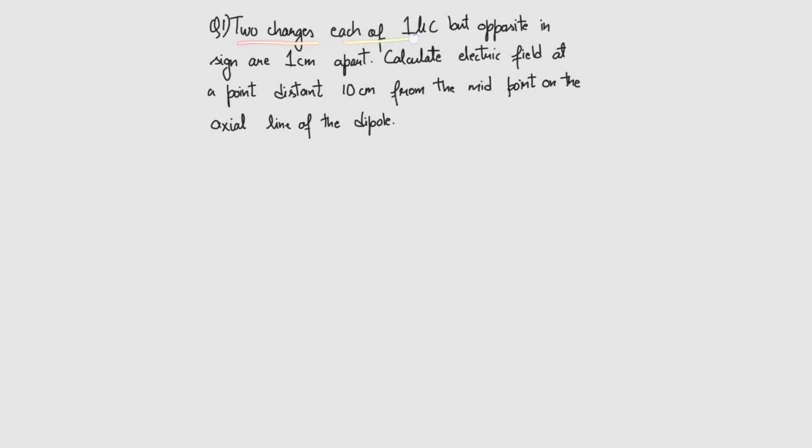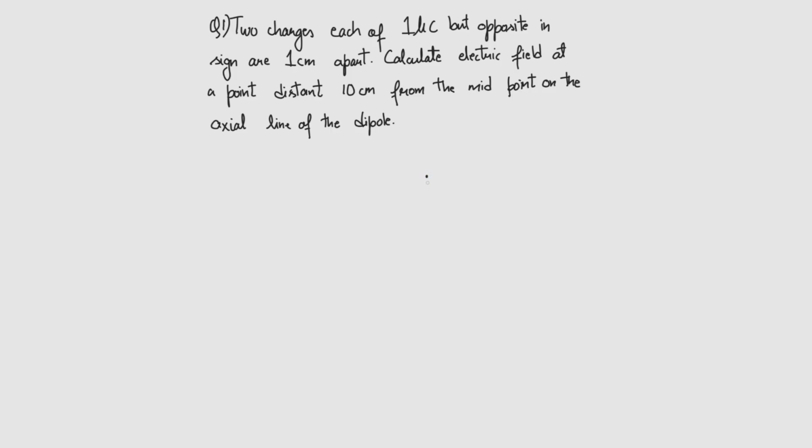Two charges each of 1 microcoulomb but opposite in sign are 1 centimeter apart. Calculate the electric field at a point distant 10 cm from the midpoint on the axial line of the dipole. Let me draw a simple diagram for this question.